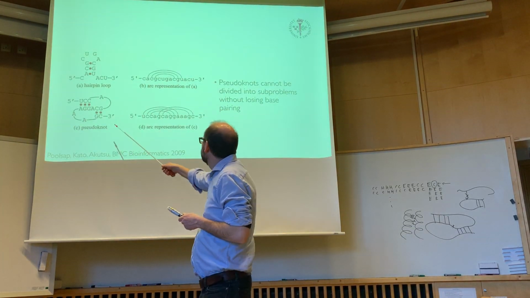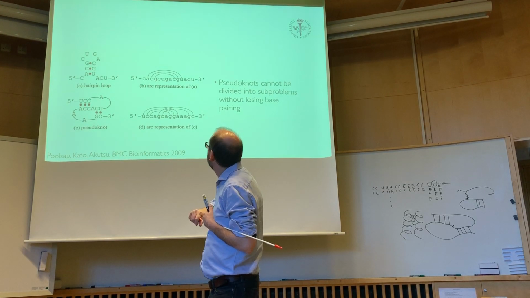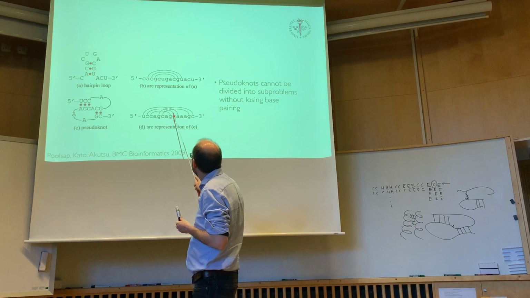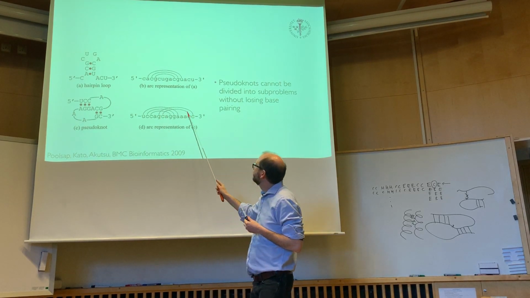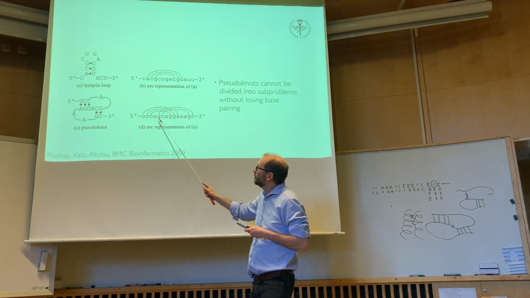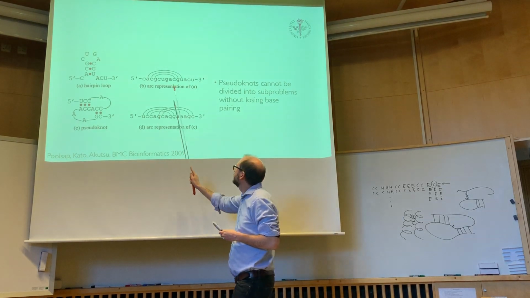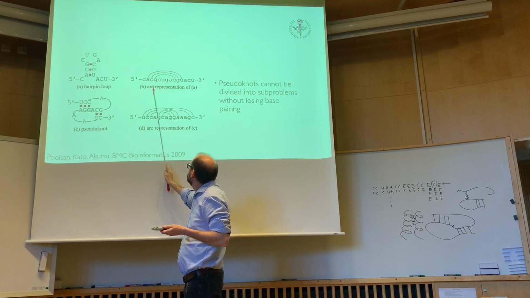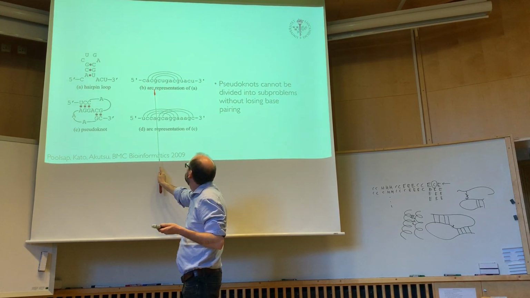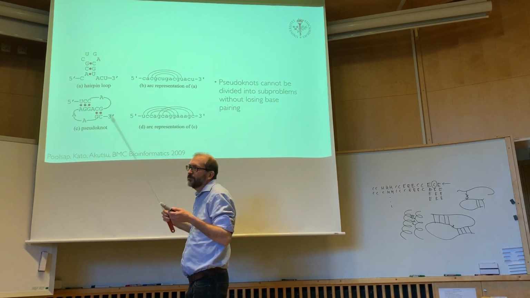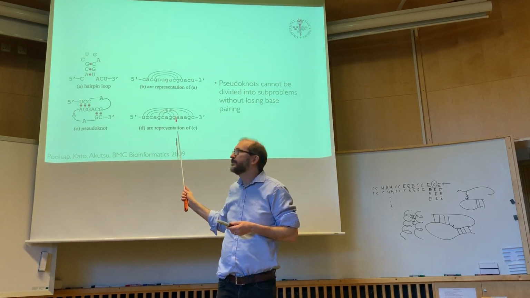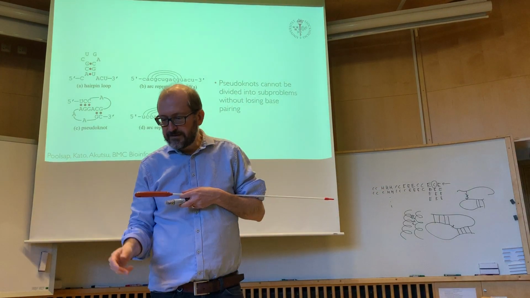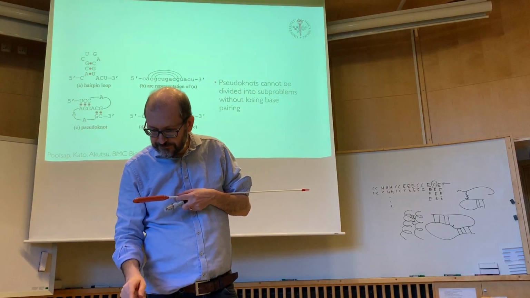So here's an illustration of a pseudoknot. A pseudoknot is a structure where you have these base pairing lines crossing, right? If I cut it here, then I'm breaking basically all the base pairs. If I cut it here, I'm losing 3 of the base pairs, and so on. So there's no place I can cut it to break this thing into subproblems. That's a major limitation of any dynamic programming method, and in particular mfold.